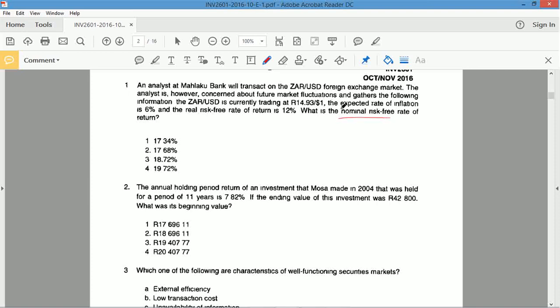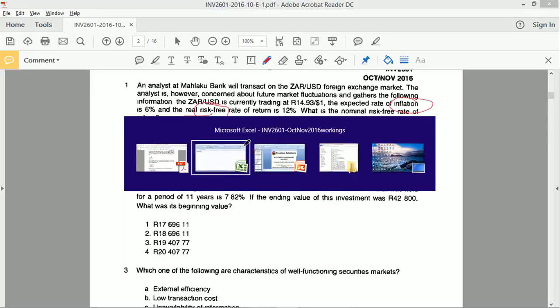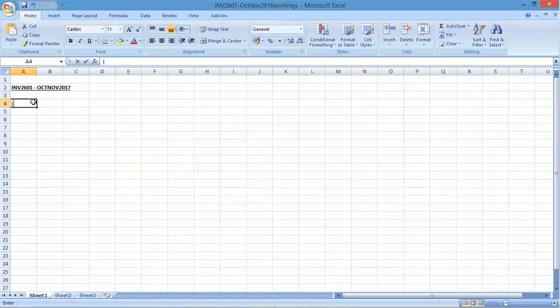Obviously, when I see nominal, when I see inflation, and when I see real, I know this is Fisher's equation, looking at the relationship between nominal, real and inflation. So your nominal rate provides for the real rate and inflation. So we need to write down the equation and then do the mathematical substitution. So 1 plus nominal equals 1 plus real times 1 plus inflation.